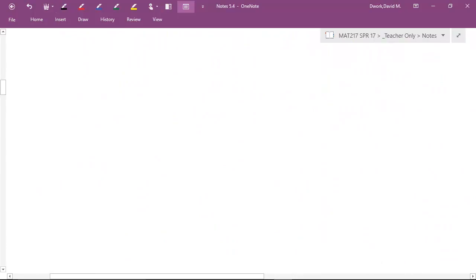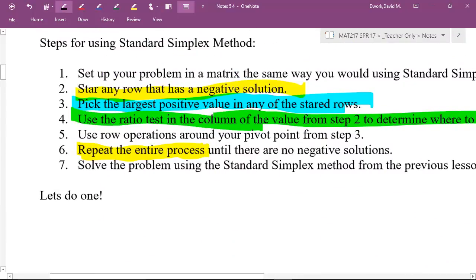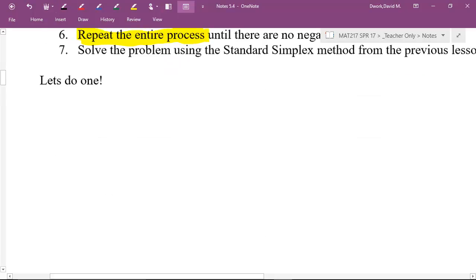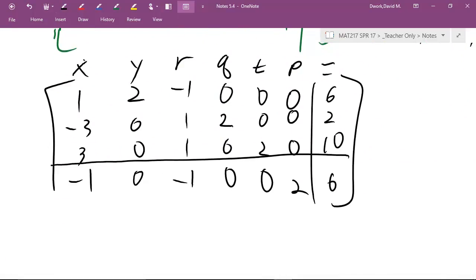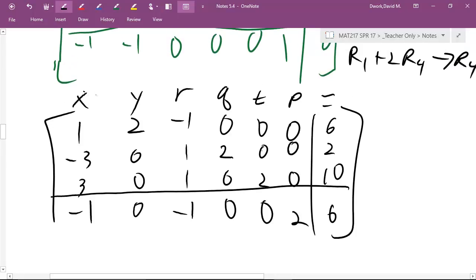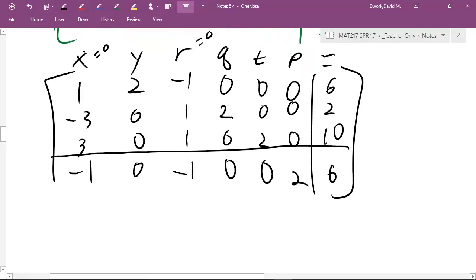So we're going to go back to our steps, and we used our row operations around your pivot for step 3. Done. Okay. Now repeat the entire process until there are no negative solutions. So now we're going to go back through here and see, when I read my answers, do any of my values give me a negative number? So we read like normal: x equals 0, y we're going to keep, r equals 0, q we're going to keep, t we're going to keep, p we're going to keep, equal sign we're going to keep because we always do, and we always keep p as well.